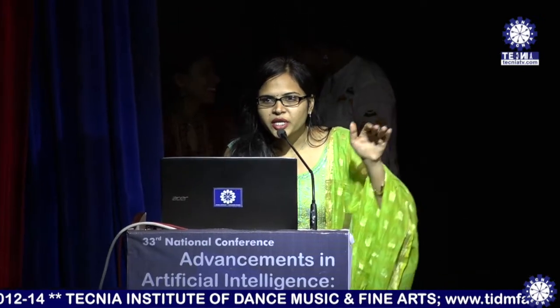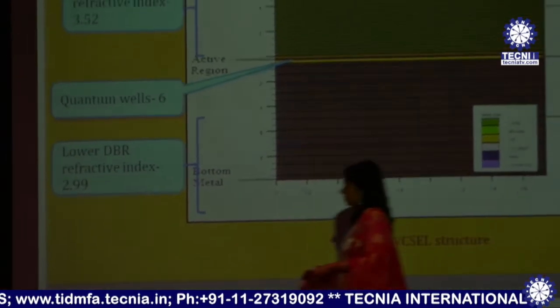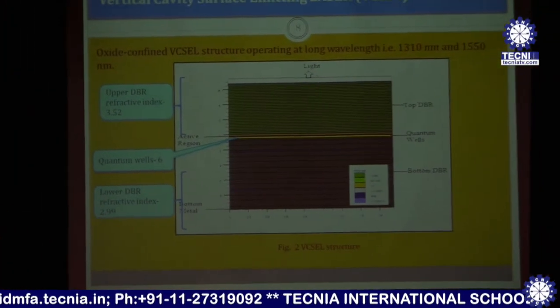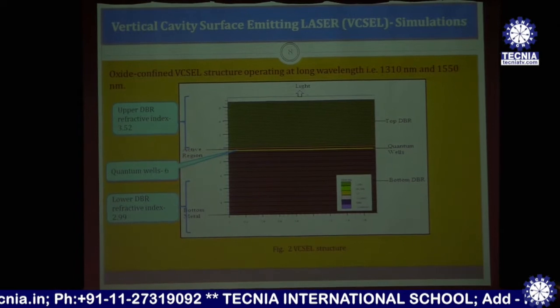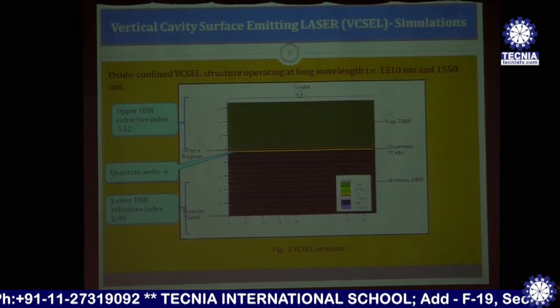Lower DBR means these are acting as mirrors. Upper DBR also acts as a mirror, in which, as you have studied in physics, light reflects back when it transmits. Some light reflects back, and some reflection and refraction is also there. In this we have quantum wells. I took 6 quantum wells in the study. The wavelengths taken are 1310 nanometer and 1550 nanometer.